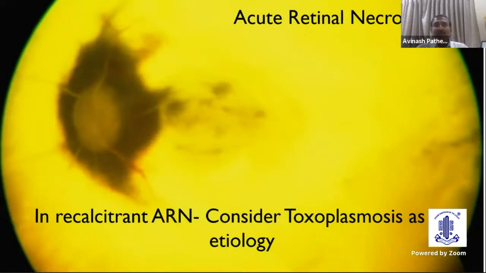Very rarely, toxoplasmosis can also present as acute retinal necrosis. Acute retinal necrosis is a morphological diagnosis. It doesn't mean one particular etiology, and especially when we have a recalcitrant ARN, consider toxoplasmosis as a possible etiology.